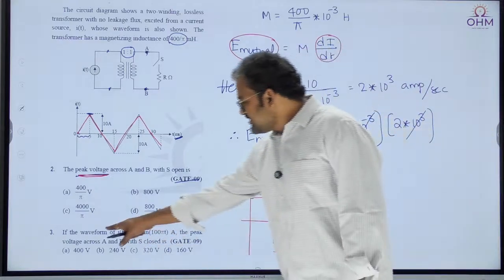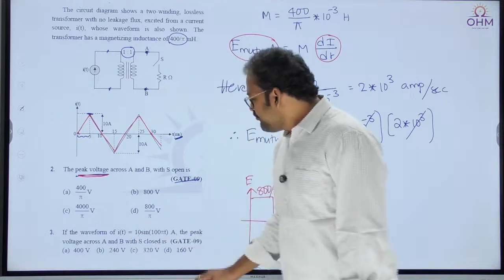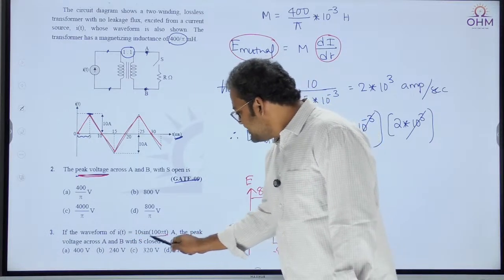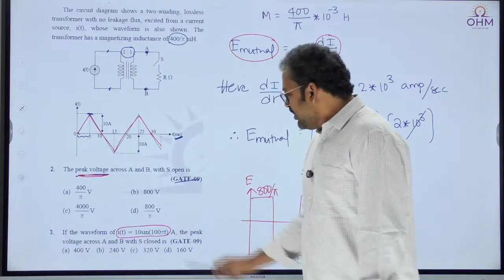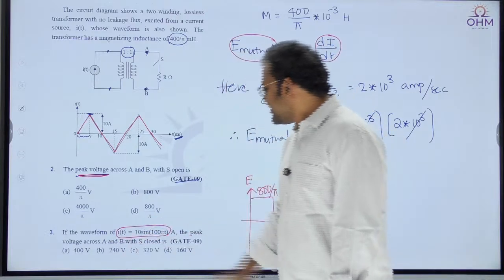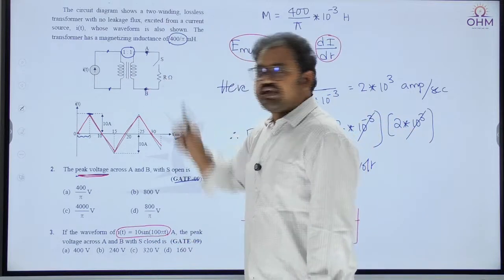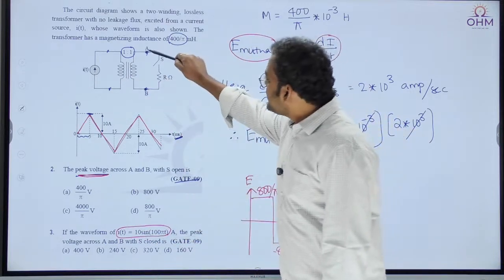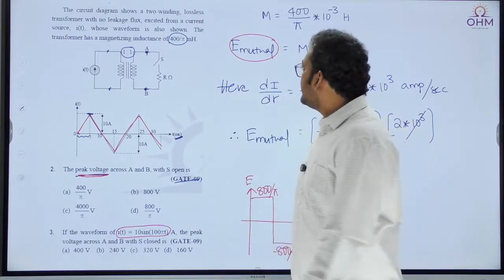Next, you look at the second question. In the second question, the current waveform was not given. Instead, the current equation was given. This is the current equation, guys. What is the peak voltage across A and B? But the important thing is, remember this current is passing through the primary winding, but the voltage you have to find is on the secondary. That means once again, mutual EMF we have to calculate.